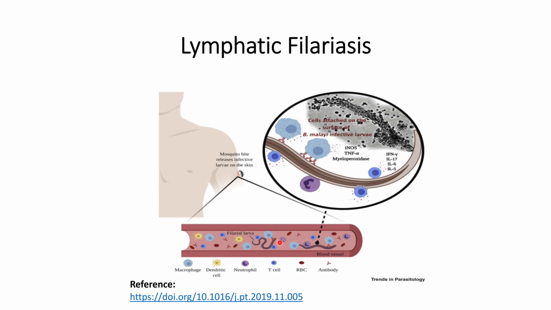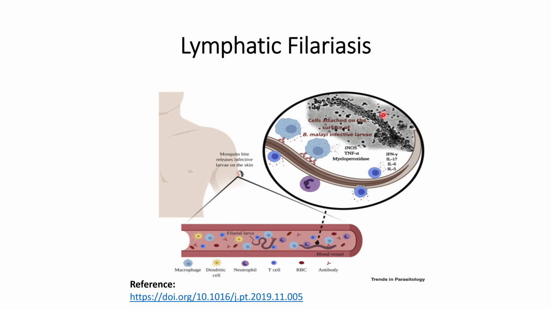Here the several immune components are shown that act against the larvae of lymphatic filariasis. These are T cells, macrophages, and dendritic cells. They will attach to the larvae as they are specific towards the larvae of lymphatic filariasis. The zoomed view of this is shown here, and this is the cartoon view in which we can see the different antibodies bind to this larvae and then kill the larvae cells.